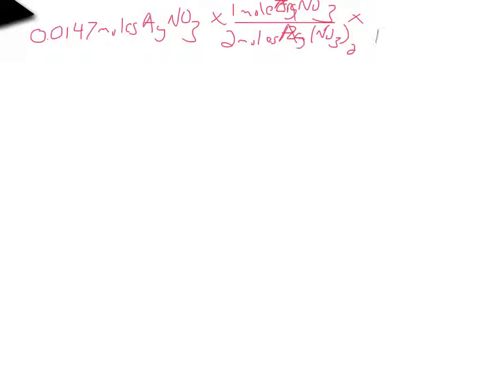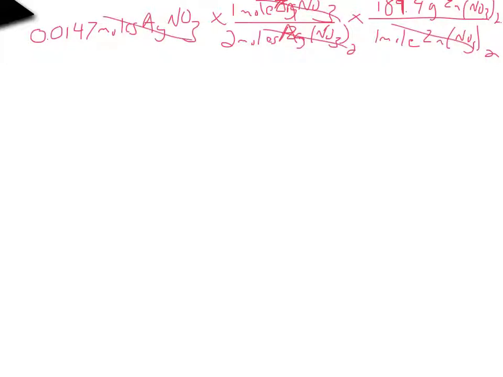So 1 mole of zinc nitrate has a total of 189.4 grams of zinc nitrate. Alright, so our moles of silver nitrate and moles of zinc nitrate cancel, and what we're left with is grams of zinc nitrate. So you get 1.39 grams of zinc nitrate.